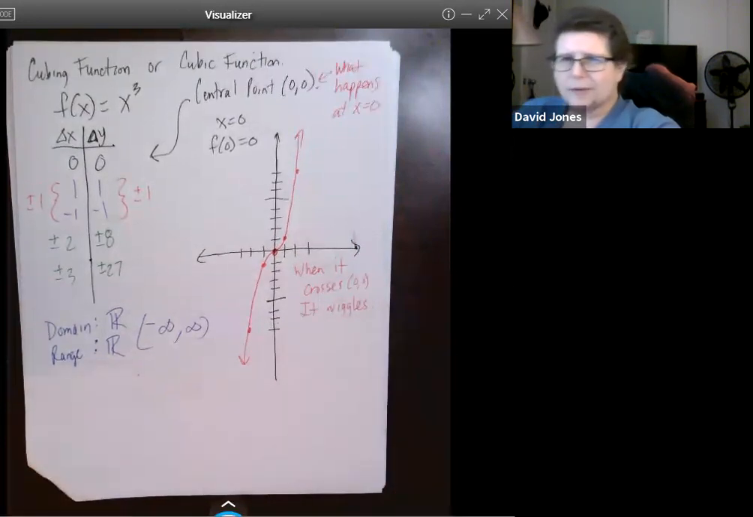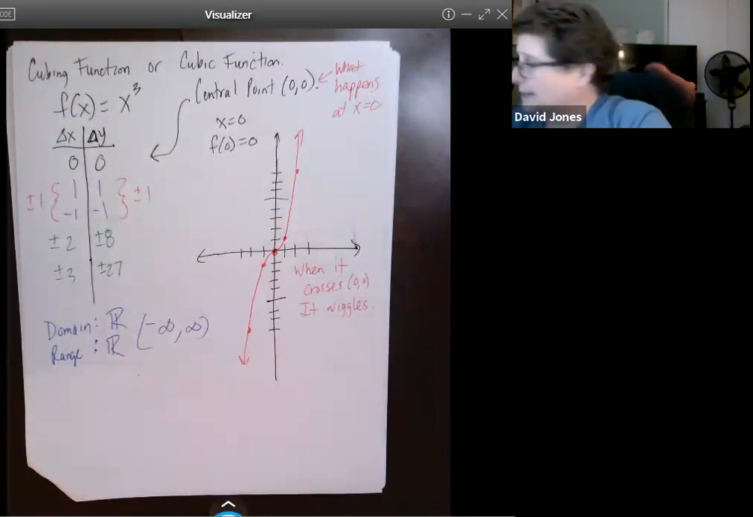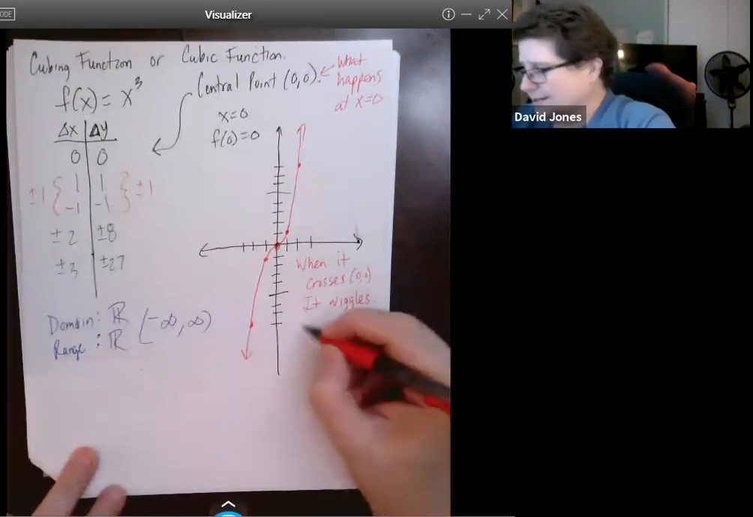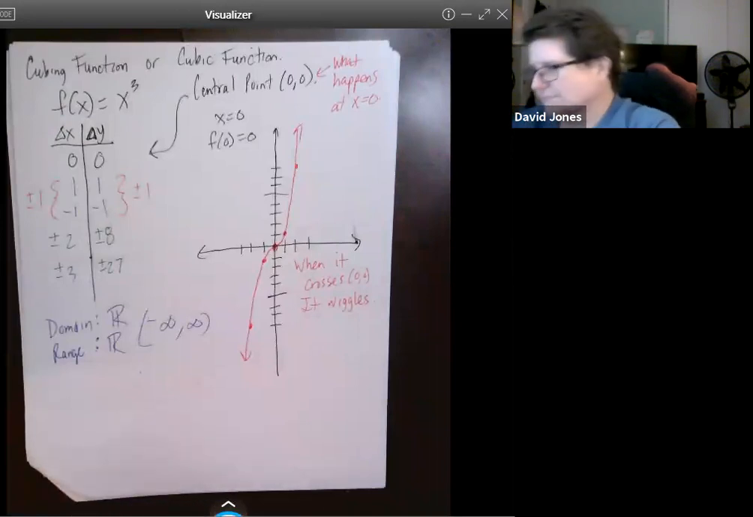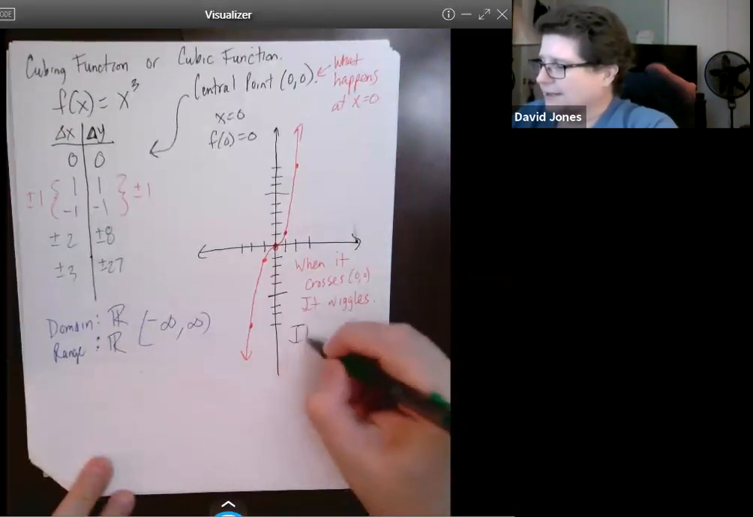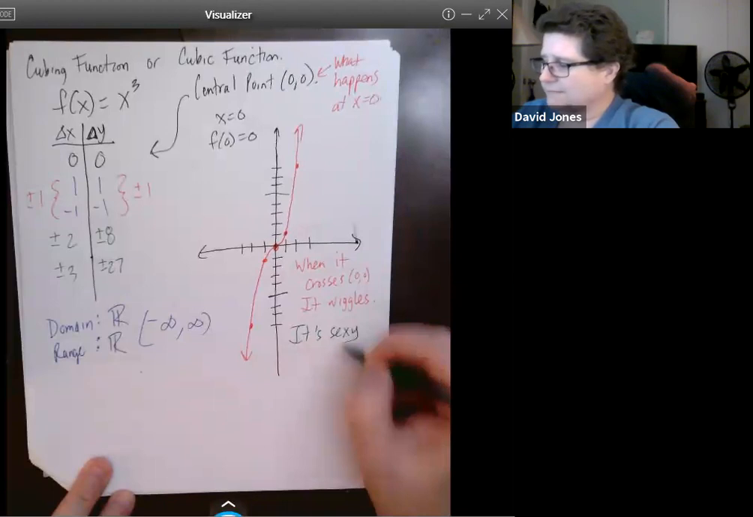Wiggle, wiggle, wiggle, wiggle, yeah. Wiggle, wiggle, wiggle, wiggle, wiggle, yeah. It's sexy and it knows it. It's sexy and it knows it.